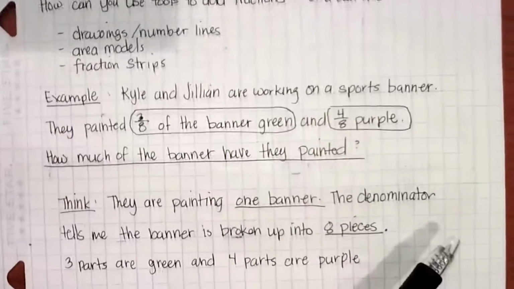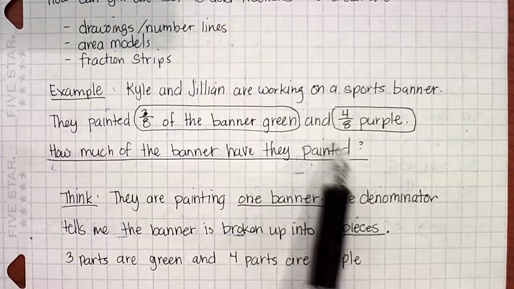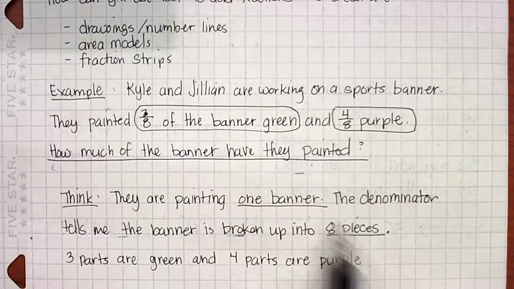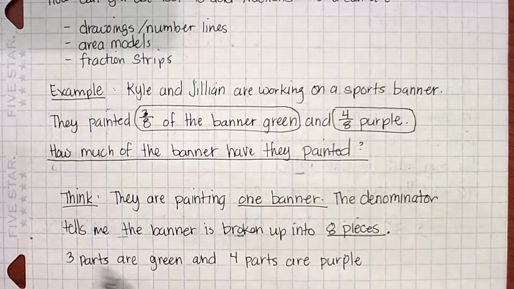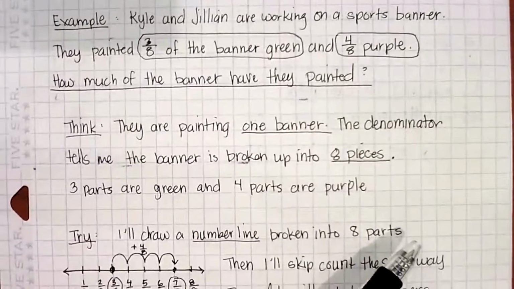Now you need to stop and think. Okay, they're painting one banner. So they're painting parts of the same whole. So the denominator tells me that the banner is in 8 pieces because it's over 8. Over here, the pieces that they colored, 3 of the parts were green and 4 of the parts were purple. So let's try out different ways to solve it.